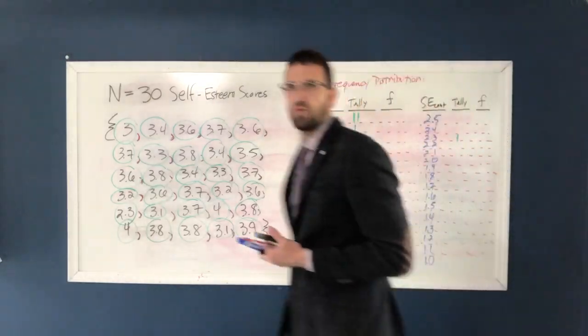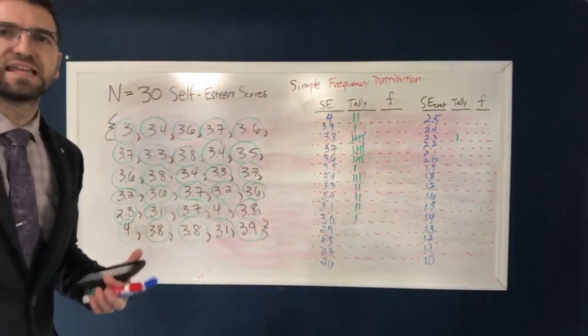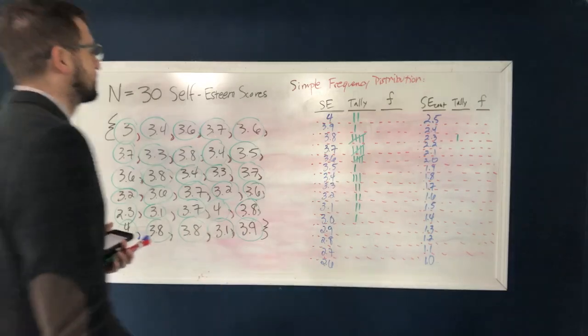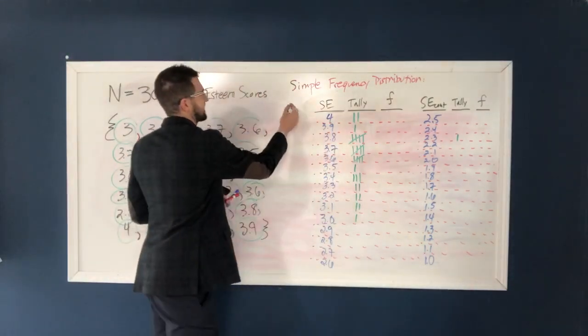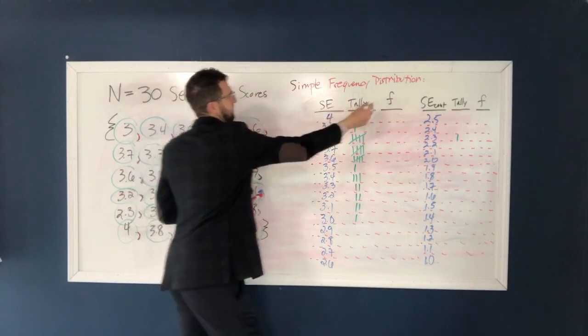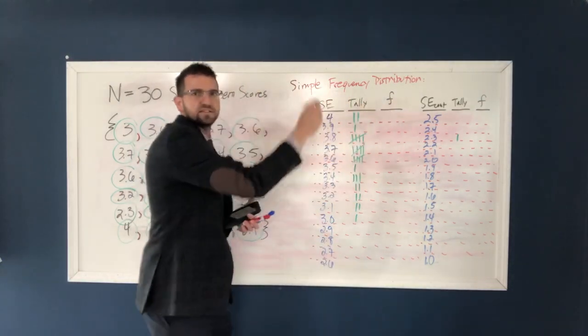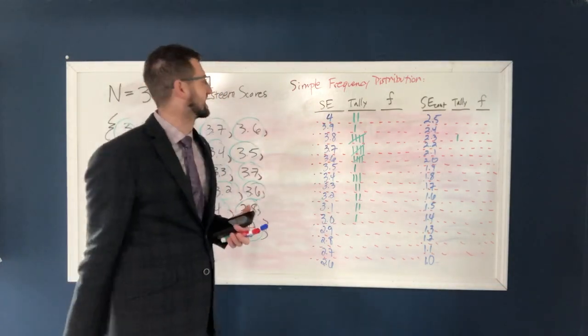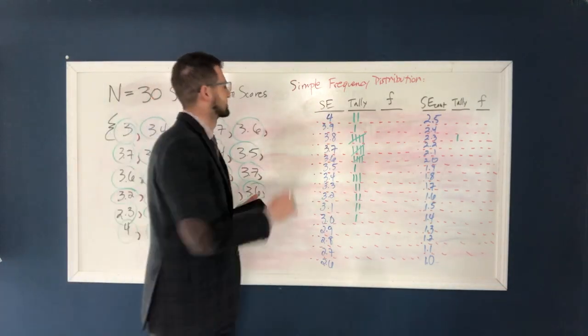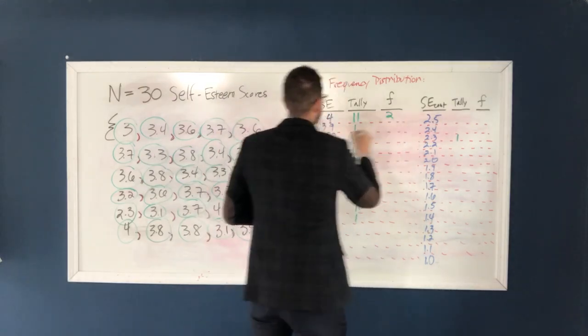Okay. So once you do your rough draft tally, you can go ahead and write your frequency. So you see that squiggly F that I drew? That squiggly F right here. That means frequency. So just plug in a number there. So I have 2 4s.